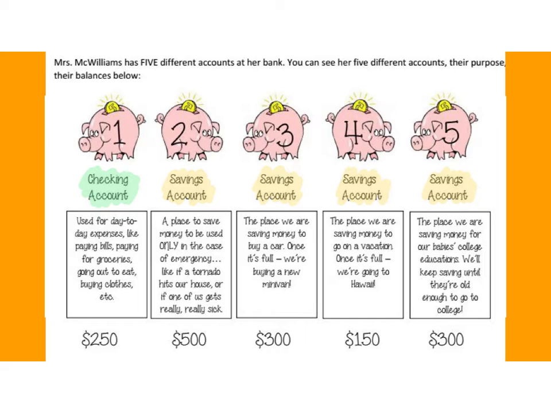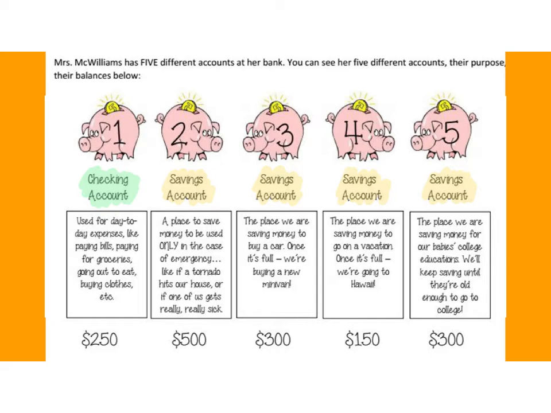She has a savings account, and this is a place to save money to be used only in the case of emergencies. This account has $500 in it. Then she has another savings account where she's saving money up to buy a car. And she has $300 saved up so far for that.